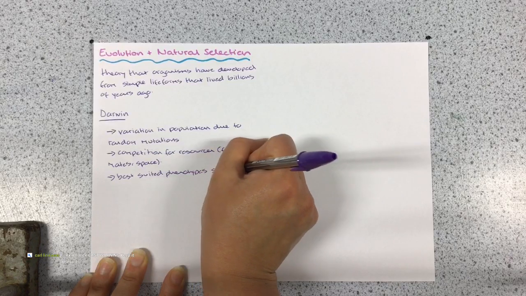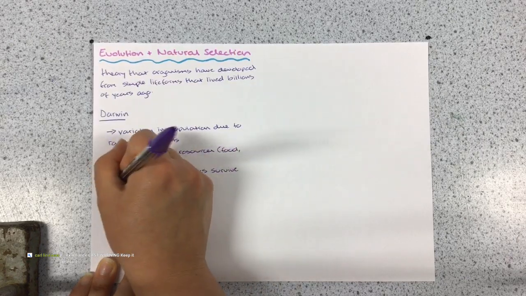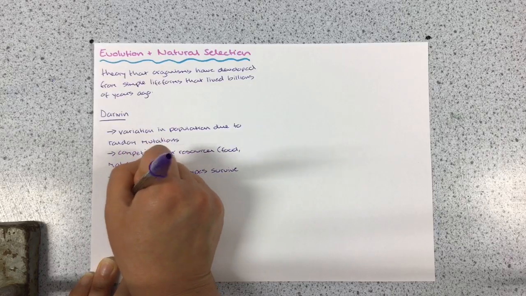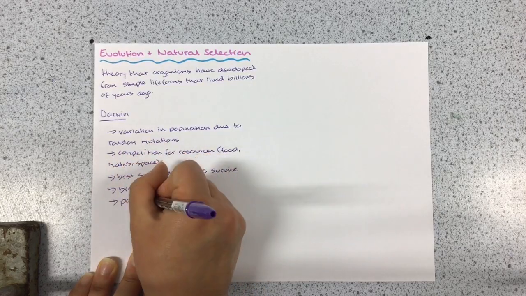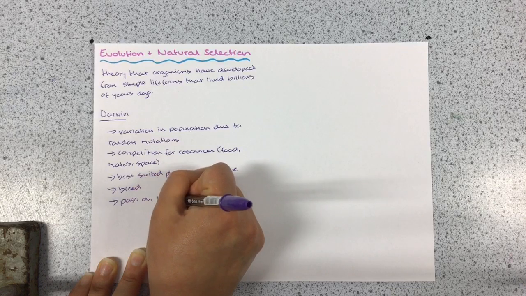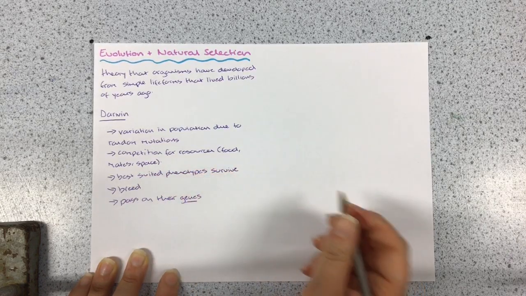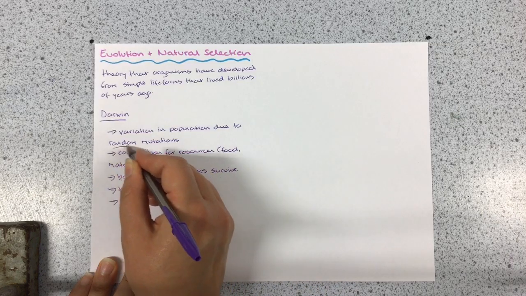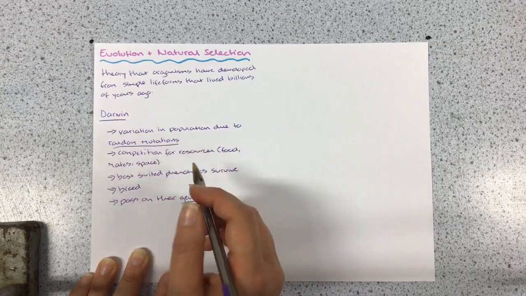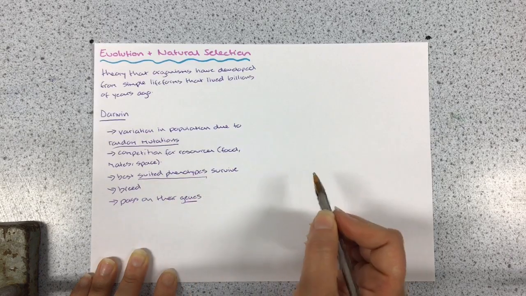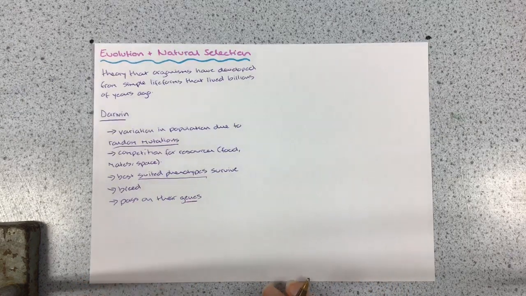survive, they breed, and they pass on their genes. That is really important. It's also important that we say random mutations. It's not something that's thought about. You need to start trying to use the words best suited. You'll probably still get marks for best adapted, but the word the spec wants you to use is best suited.